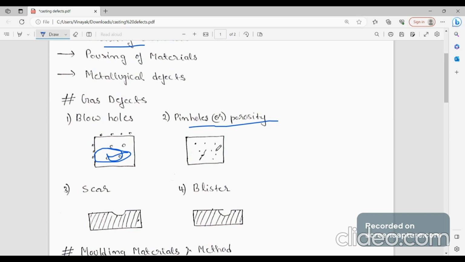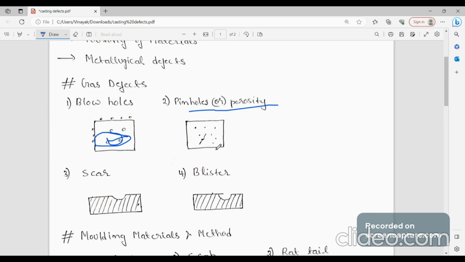The next one is scar. Scar and blister are nearly the same. First we will see scar. A scar is a gas defect which is formed on the flat surface of a casting. So this is a casting, and on the flat surface this one small hole is formed inside the casting. This is called the scar. The blister is the same: when a scar is covered by a thin layer, then it is known as a blister.